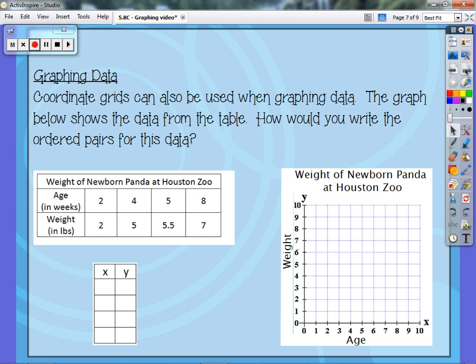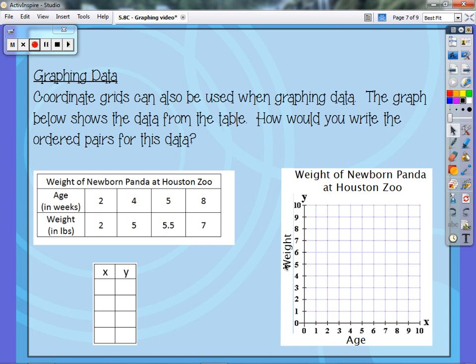And now this time we're going to be graphing data. Here it says coordinate grids can also be used when graphing data, which is our coordinate grid right here. The graph below shows the data from the table. How would you write the ordered pairs for this data?